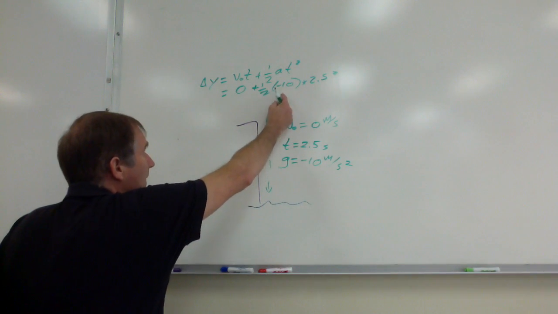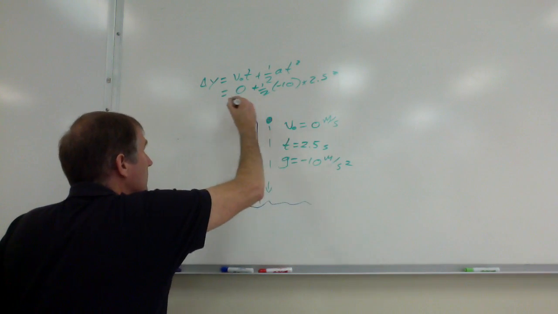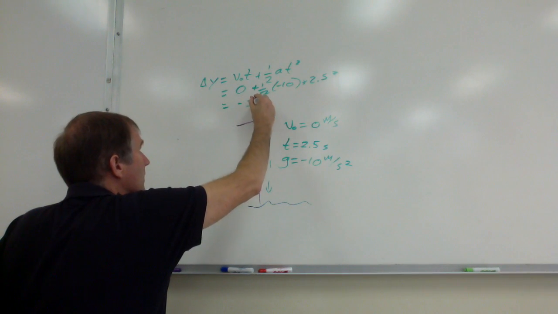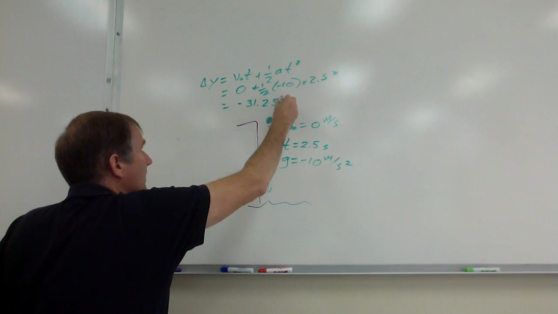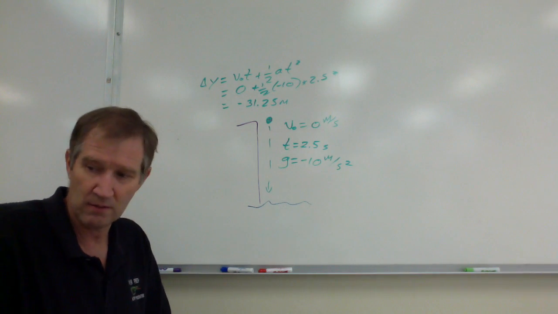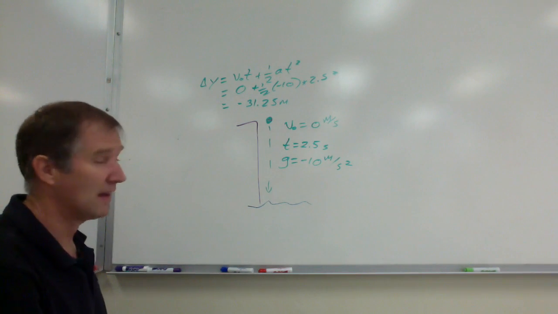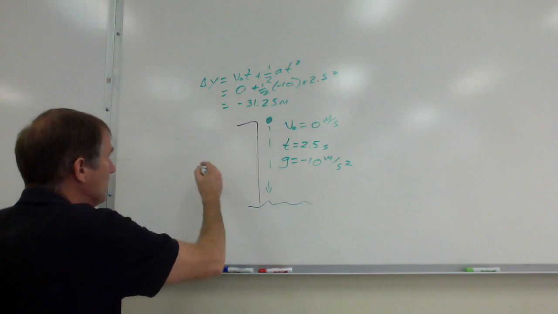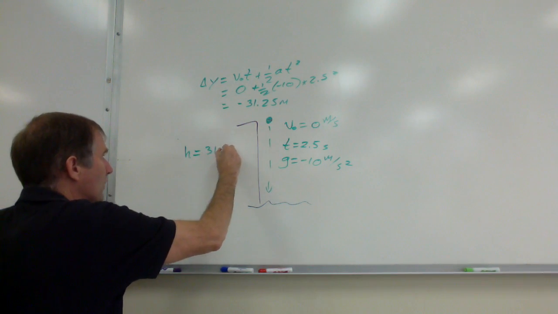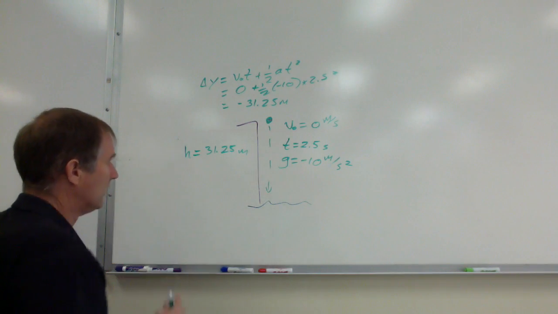So a half of negative 10 times 2.5 squared is negative 31.25 meters. That's the displacement of the fruitcake. Therefore, if that's the displacement of the fruitcake, then it must have fallen from a height of 31.25 meters. That's the height of the cliff.